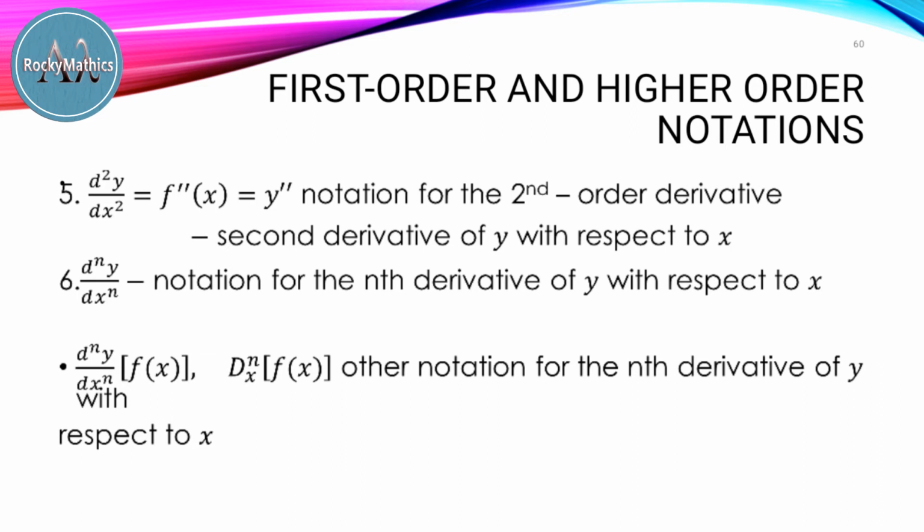Okay, now generally speaking, we have this notation d raised to n y over dx raised to n. This is the notation for the nth derivative of y with respect to x. So for example, if you are asked to find the fifth order derivative of y, then you can have d raised to 5 y over dx raised to 5. That is the fifth order derivative. Again, these are other notations for the nth derivative of y with respect to x.